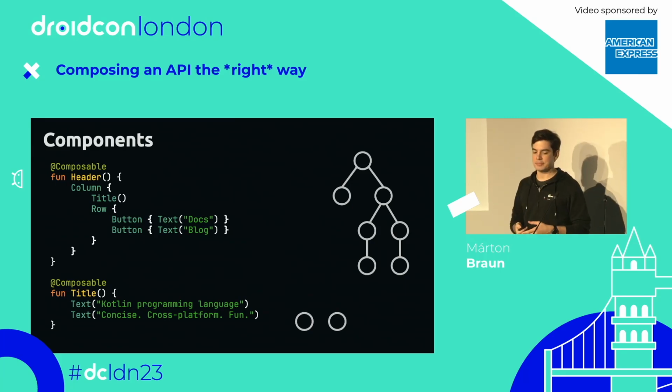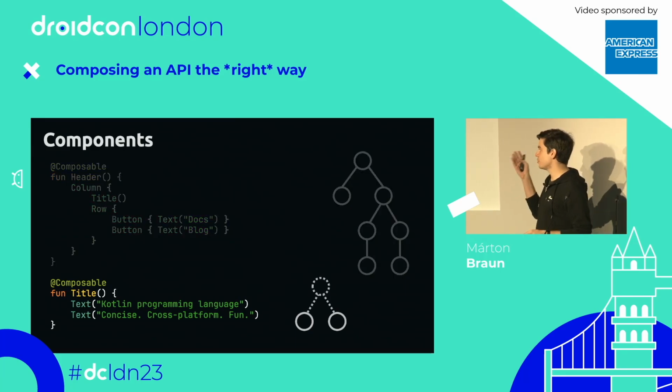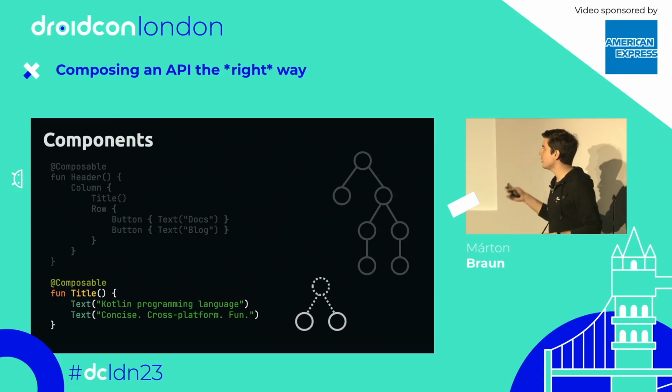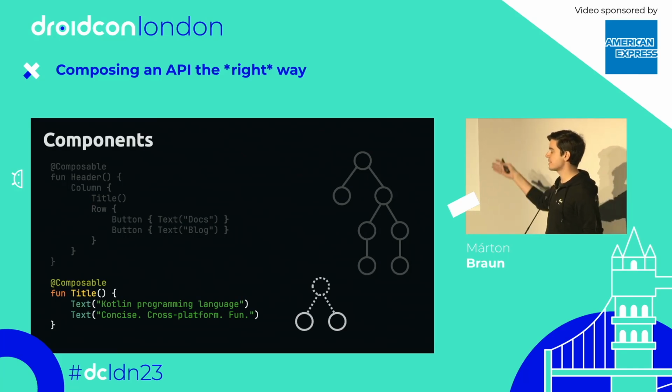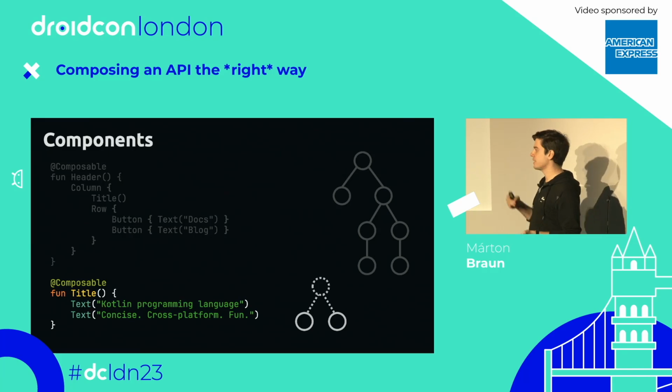But the problem is that by doing this, we've created a really strange component here. So this title function relies on the fact that it's being called inside of a column. It doesn't have a single root, but it actually emits 2 different nodes into the composition.